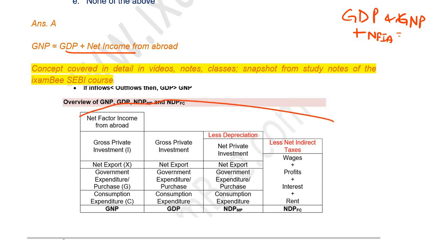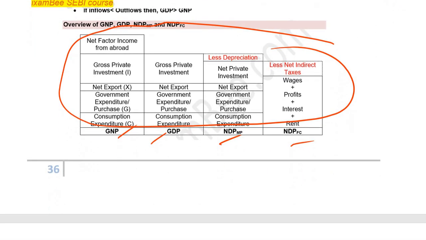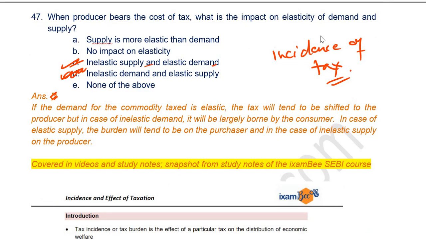So here again, in a very table format, we have provided the relationship between GNP, GDP, NDP, NDP at factor cost and market prices. Next question related to when a producer bears the cost of tax, what is the impact of elasticity and demand? So basically we are asking the incidence of tax. The topic is incidence, inelastic supply and elastic demand, because if the demand is elastic, what we mean by elastic demand is that a change in price will change the quantity that is being demanded, right?